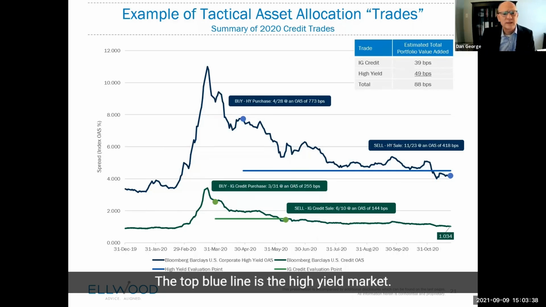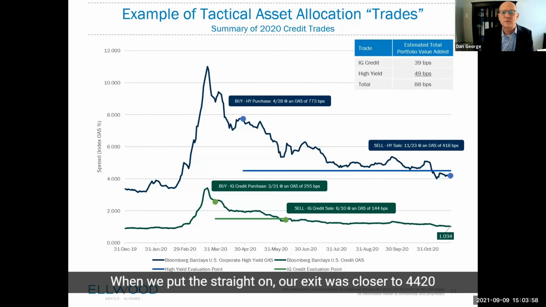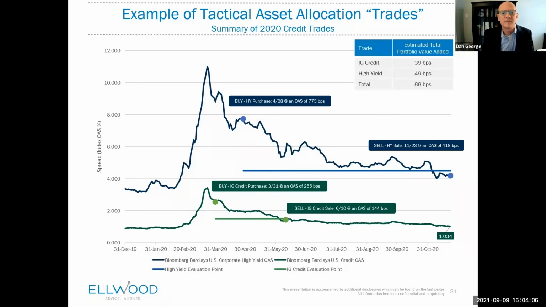The top blue line is the high yield market. And you saw spreads widen out that much more because these are riskier bonds. In our underwriting, we felt like these bonds were much more secure, and the historic default rate had not been incorporated into the analysis when the spreads were as far out as 7.73% when we put this trade on. Our exit was closer to 4.2%, 420 basis points, which we exited in the fall.